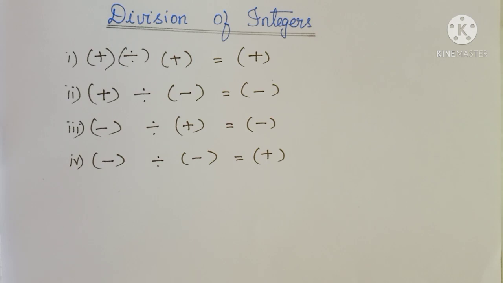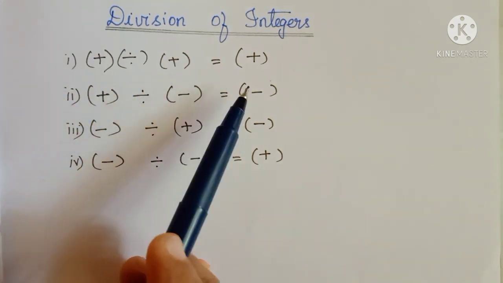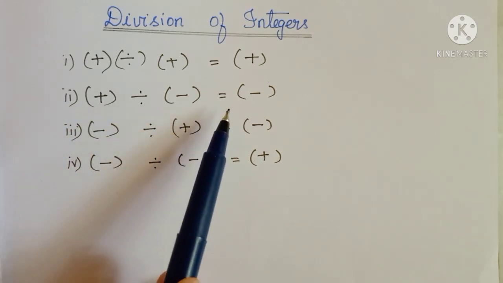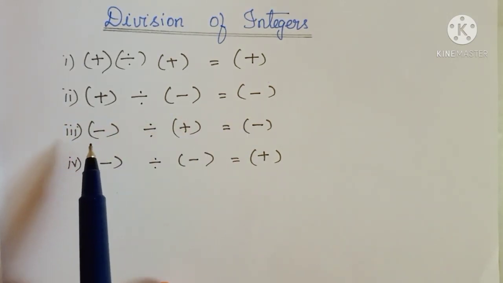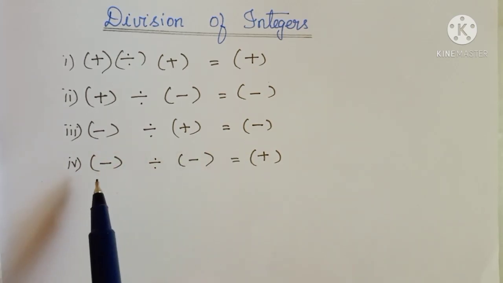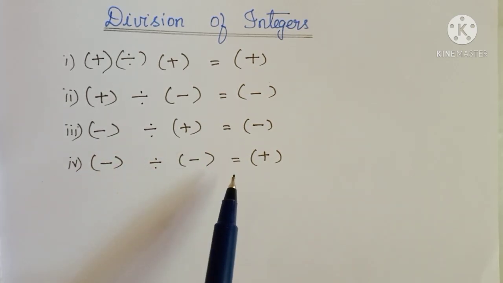Here I wrote some formulas. I'll read them first, listen. The first one, plus divided by plus, you will get plus. Plus divided by minus equals minus. Minus divided by plus equals minus. Minus divided by minus equals plus.